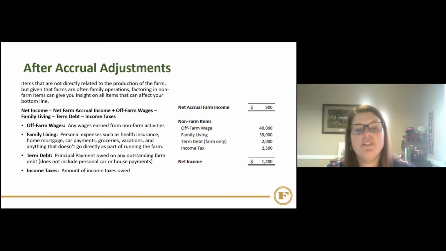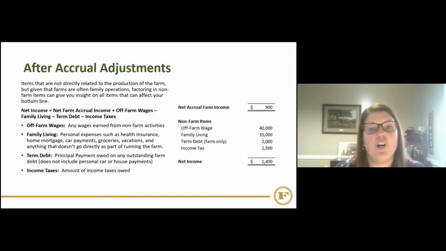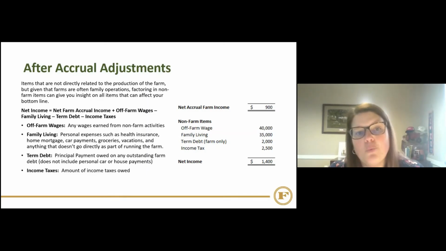One of the most common issues we see as ag lenders is when the farm is making money, but overall the farmer is financially stagnant or worse off than the previous year.